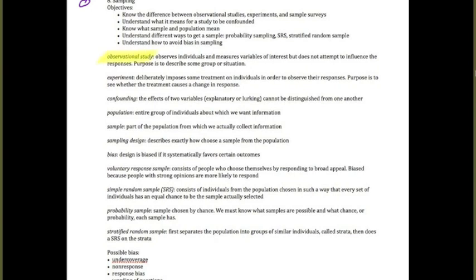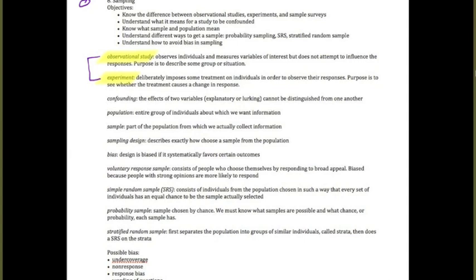A big key to understand first here is what is the difference between an observational study and an experiment. An observational study observes individuals, measures a variable of interest, but does not attempt to influence the responses. We're trying to describe a group. In an observational study, we watch people, or we ask them questions, but we don't do anything to try to affect the outcomes.